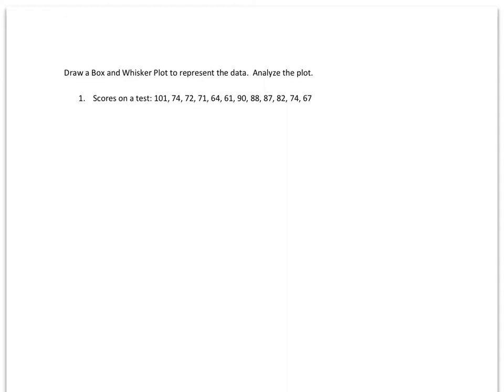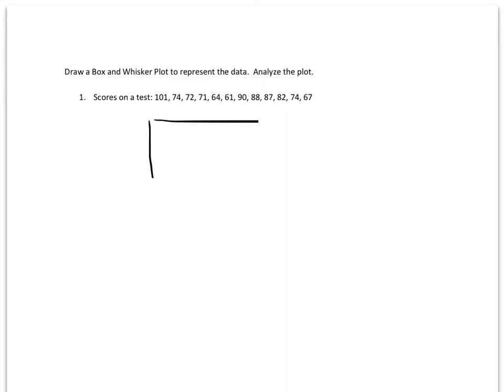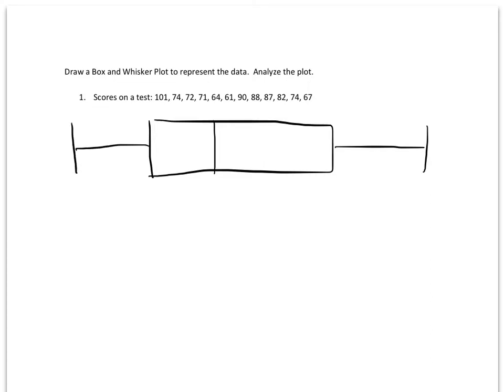So if you take a look at these test scores, the box and whisker plot for these scores looks something like this. The box represents 50% of your data. This line drawn in the middle represents the median, and the whiskers on the end each represent 25% of the data. We're going to go ahead and label the median.